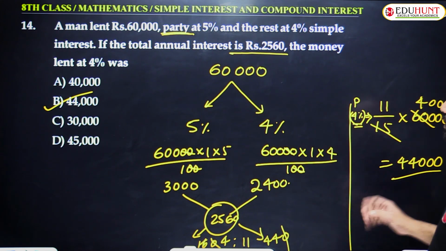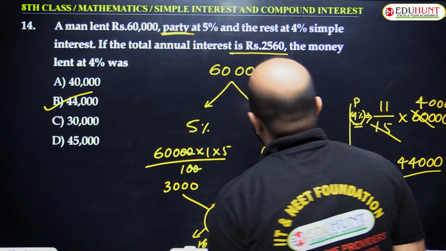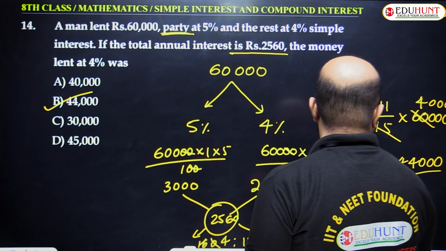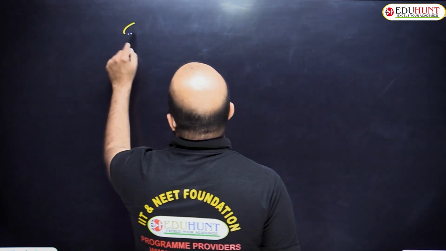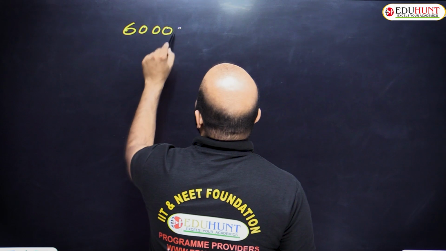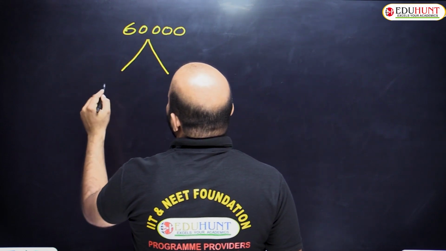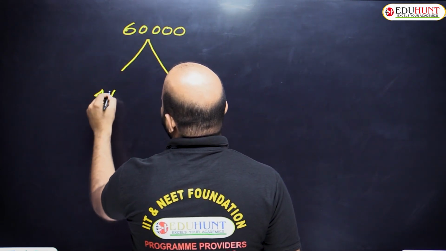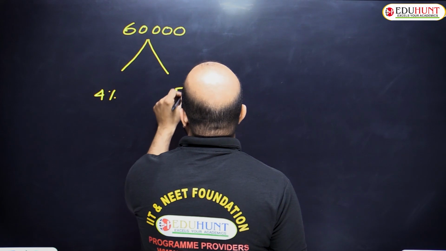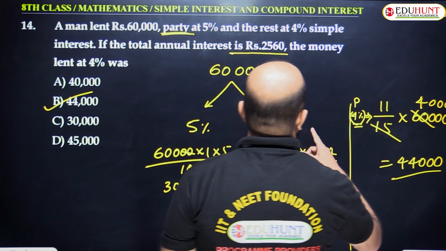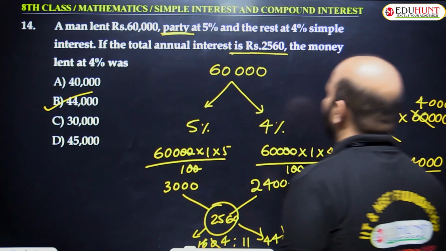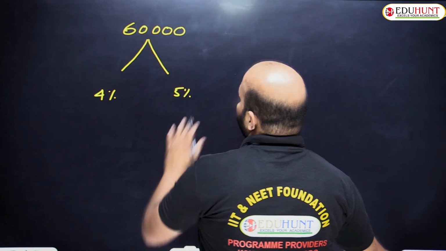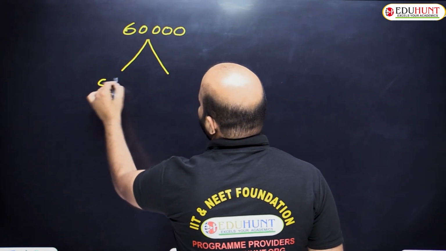Am I clear? Actually this is the alligation method. According to the traditional method, how are we going to do this? Total 60,000 rupees is lent in two parts, partly at 4% and the second part at 5% per annum simple interest. But in the question, first 5% is given according to order, first 5%, next 4%.